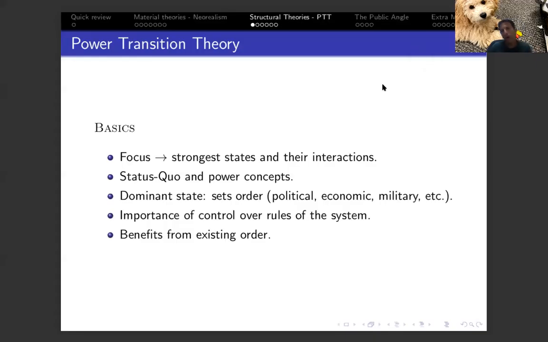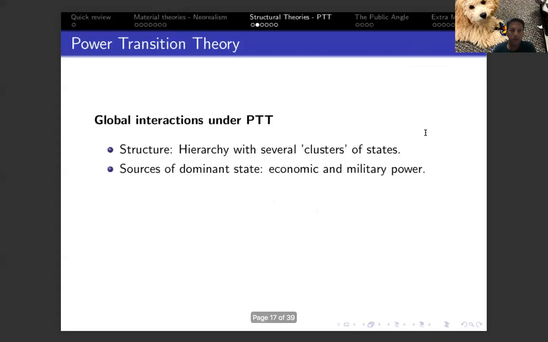So again, while power and security are important concepts and factors within this theory, the focus is the control over the rules of the system or the norms of the international system. This is the focus of this theory. And the question is, how exactly does power transition theory explain interactions between different actors in the global system? So for that, we have to talk to a few points. Also think about the differences with the realist theory.